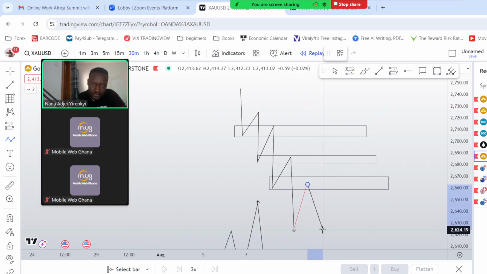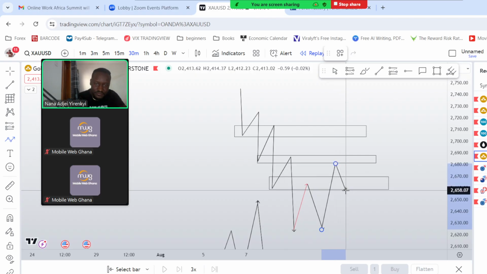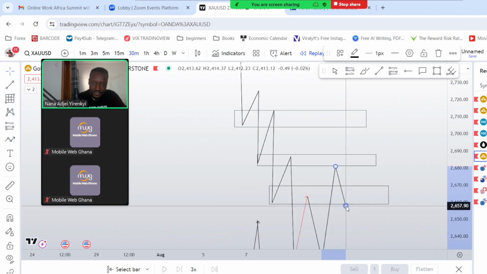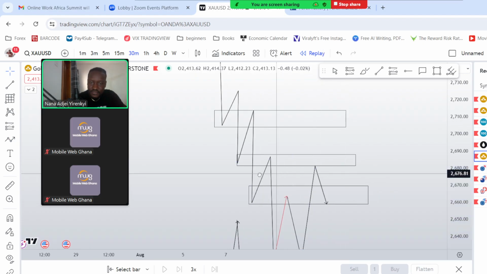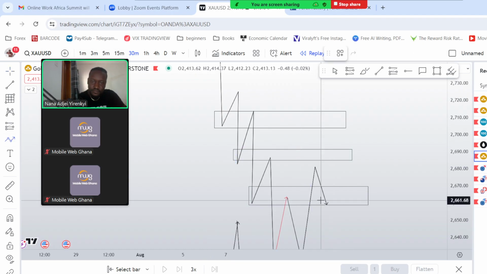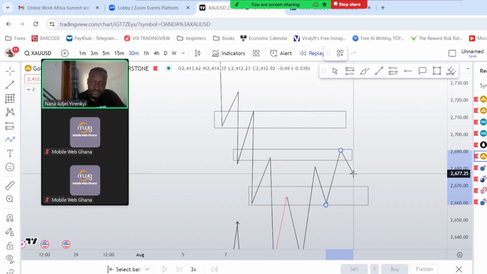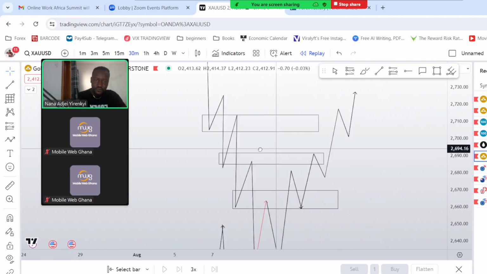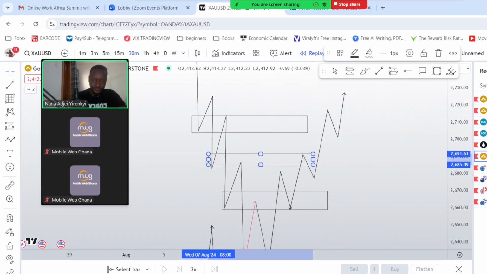So we have another instance where a resistance area can be broken, and then it becomes a support. If a resistance area breaks and then price comes back to revisit that area, that area now becomes a support area. So now when price hits the support area, it means that we will be looking for the reversal trade back to the upside. So that is it for support and resistance levels.